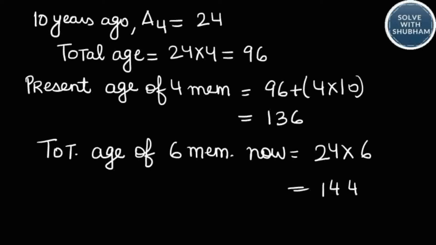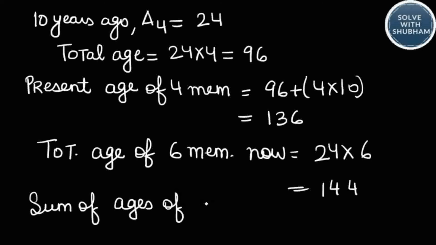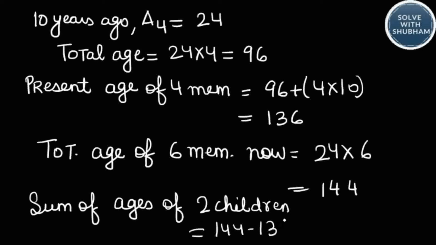144. So, what does it mean? Present age of 4 men is 136, total age of 6 men is 144. So, the sum of ages of 2 children would be 144 minus 136. So, this is coming as 8.